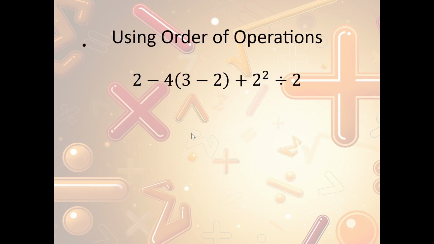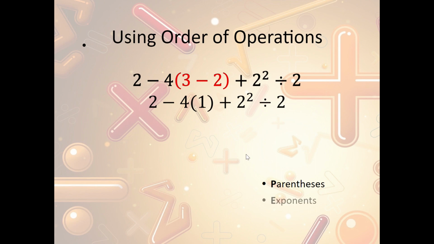So let's look at an example. We have 2 minus 4 times 3 minus 2 plus 2 squared divided by 2. So first thing we do is parentheses. Well, we can see that we have parentheses here. So we have 3 minus 2, which is 1. Now we look, are there any other parentheses? No, there's no other parentheses here. So now we do exponents. Well, we have exponents here. So 2 squared. 2 squared means 2 times 2, which is 4. So we have 2 minus 4 times 1 plus 4 divided by 2.